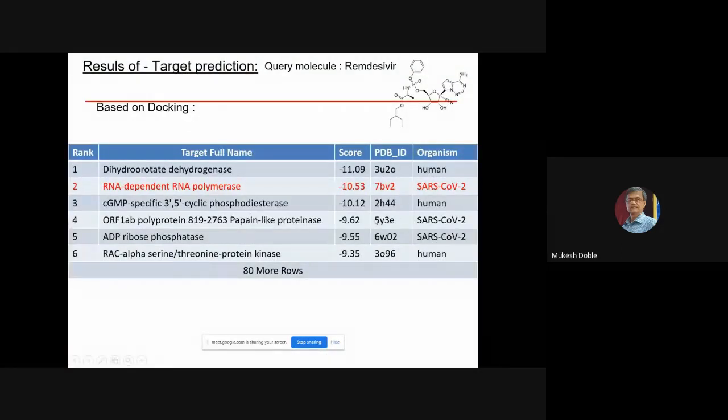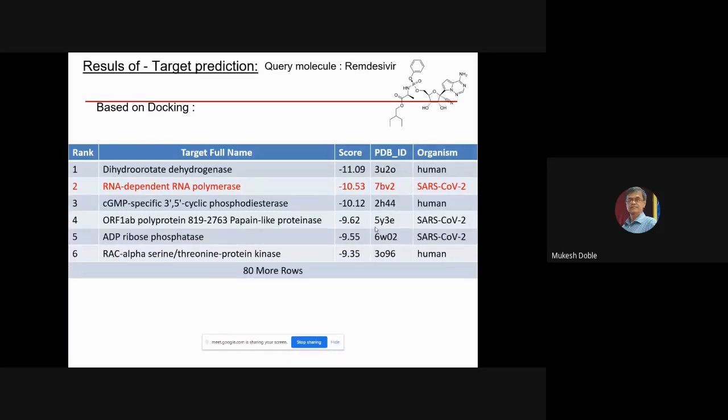So minus 11.09 is the highest score. This is a human target, and this is a SARS-CoV target. You see, minus 10.53. PDB 7BV2 is the PDB ID of that particular protein, RNA-dependent RNA polymerase. Okay, the most probable could be human, next probable could be SARS, and then it again arranges them, as you can see down, based on the binding energy: minus 11, minus 10, minus 9, and so on.